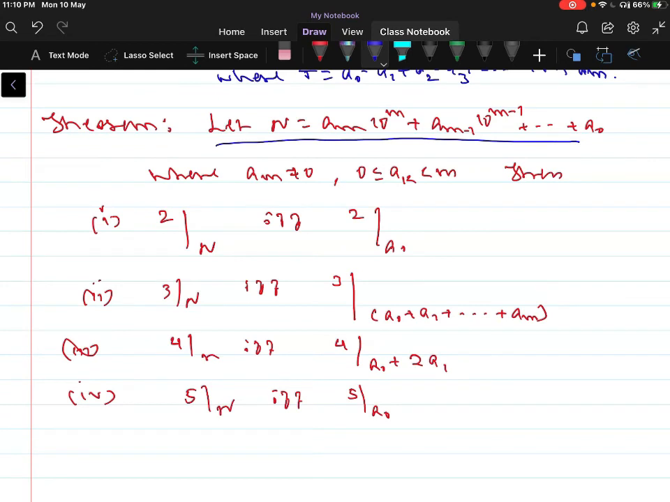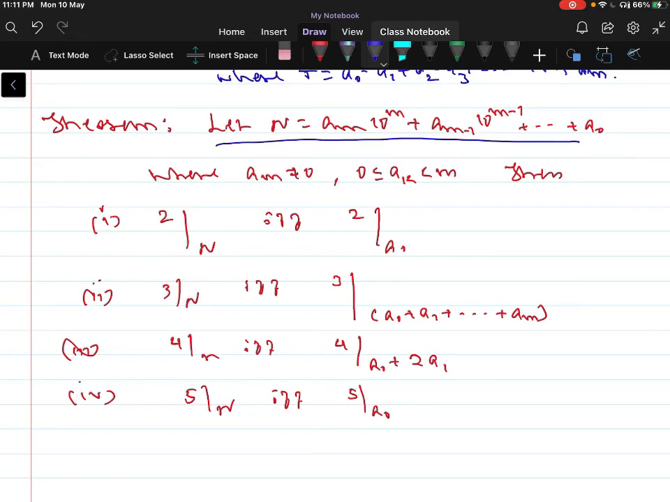Another result: let n is equal to am into 10 power m and so on plus a0, where am is not equal to 0 and 0 is less than or equal to ak less than m.